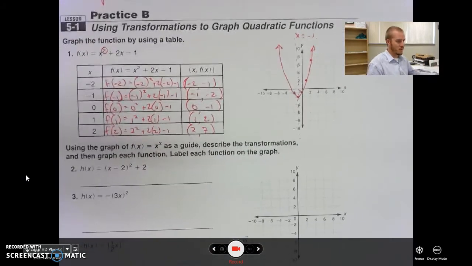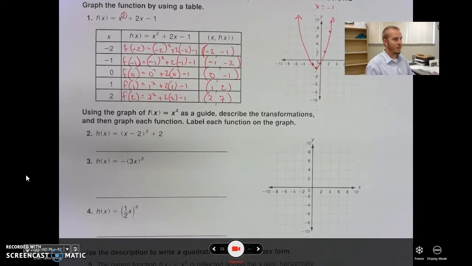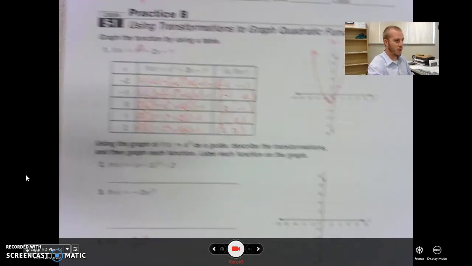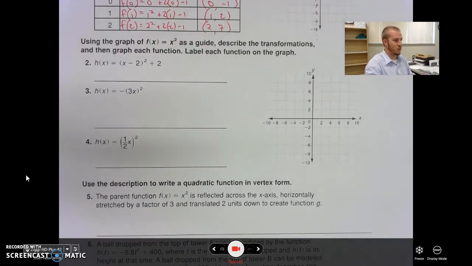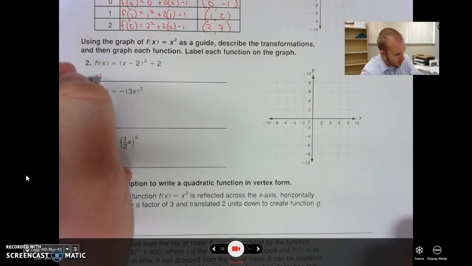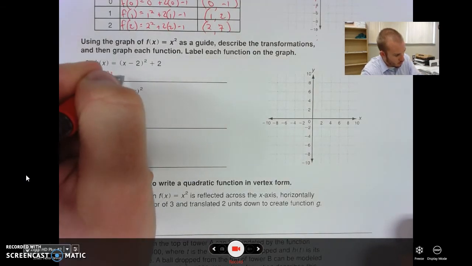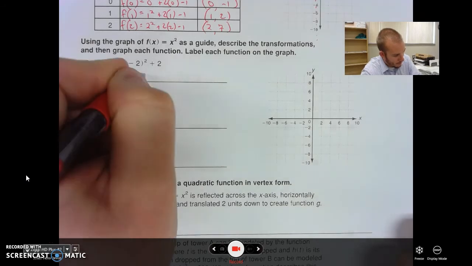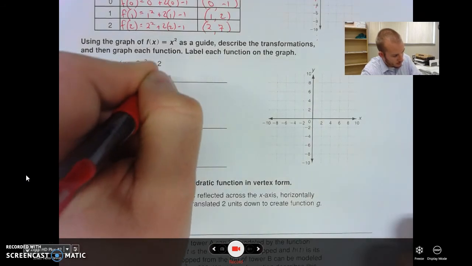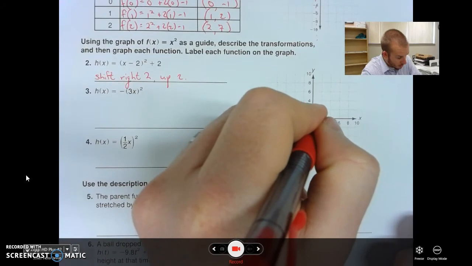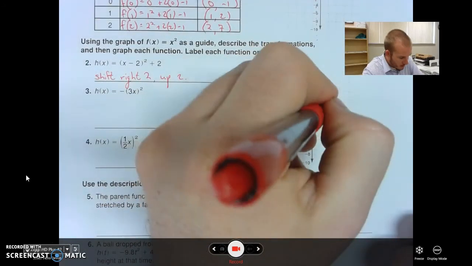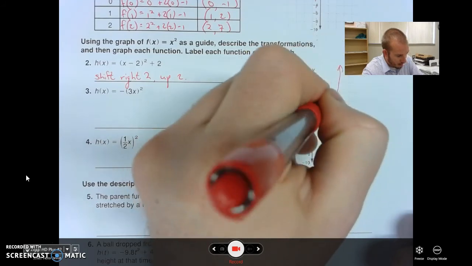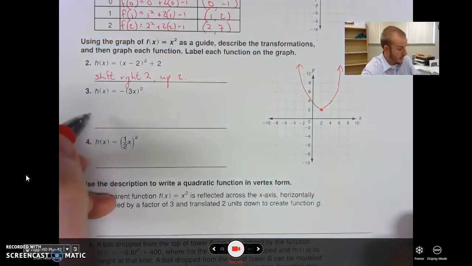Okay, let's go back to this. So use the graph of f of x equals x squared as a guide. Describe the transformations, and then graph each function. So to describe this, I might say shift right 2, up 2, right? Right 2, up 2, bam. There's my graph. And we're going to go up here through that, and up there through there.